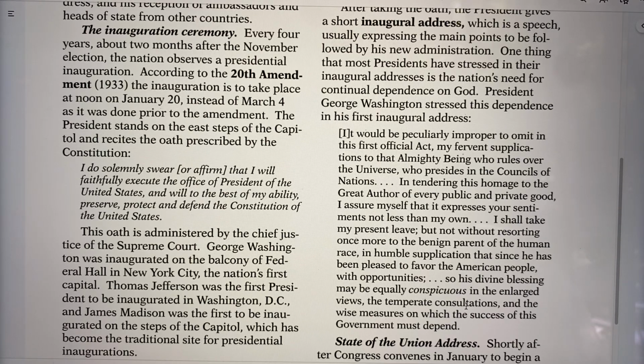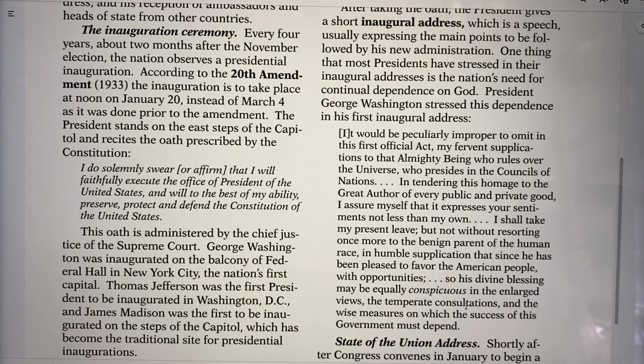the government must depend. This whole thing, everything he said here, has to do with what? Has to do with God. You see the words, my fervent supplication to that Almighty Being who rules over the universe, presides over the councils of nations, that great author of every public and private good, going on to that benign parent of the human race, and humble supplication to him, and on to that divine blessing that God gives us, and on to the last part that says that God gives wise measures on which the success of the government must depend.